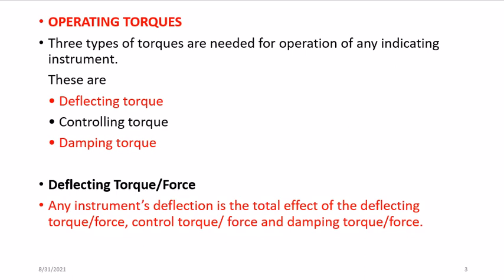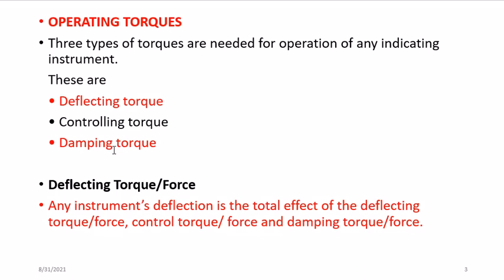Now let us look at the operating torque of any analog instrument. The analog instrument depends on the movement of a pointer on a scale so that it can show you the magnitude of the unknown you are measuring. So it is operating with torques. We have 3 different torques that are used for analog instruments for movement of the pointer. The first one we call the deflecting torque, the second one is the controlling torque, and the third one we call the damping torque. Now let us look at these 3 torques one after the other.